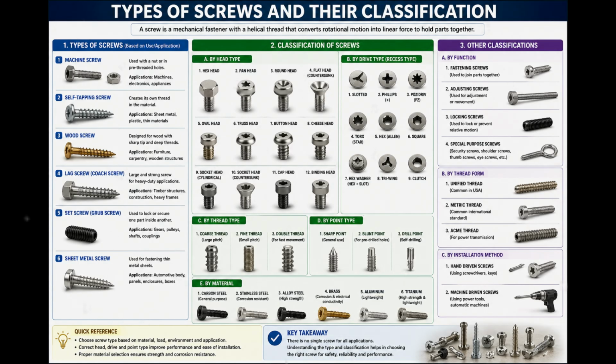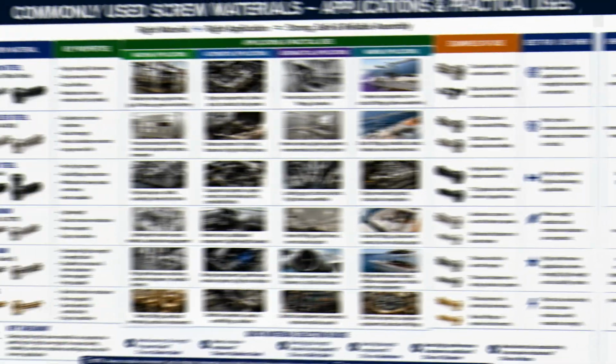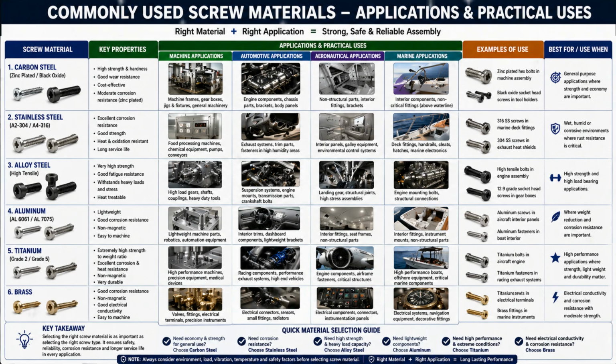Thread types: coarse threads used in wood for quick grip. Fine threads used in metal for strength and precision. Wrong thread, weak connection. And finally, material selection, the most critical factor. Carbon steel, general purpose application. Stainless steel, corrosion resistance. Alloy steel, high strength application. Aluminum, lightweight structures. Titanium, high performance systems.